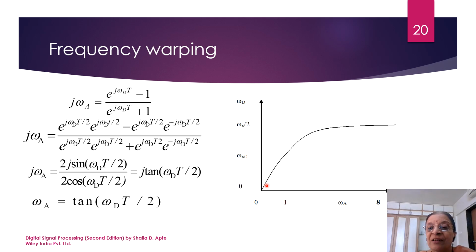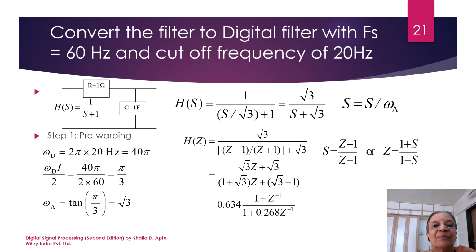Now, if I try to map it, I will see that analog frequencies between 0 to 1 will map onto 0 to omega s by 4. And the frequencies between 1 to infinity will map onto omega s by 4 to omega s by 2. So the large range between 1 to infinity is mapping onto a small range, omega s by 4 to omega s by 2. It is called the frequency warping effect. And this frequency warping effect is there in the BLT method, otherwise it has no drawbacks.